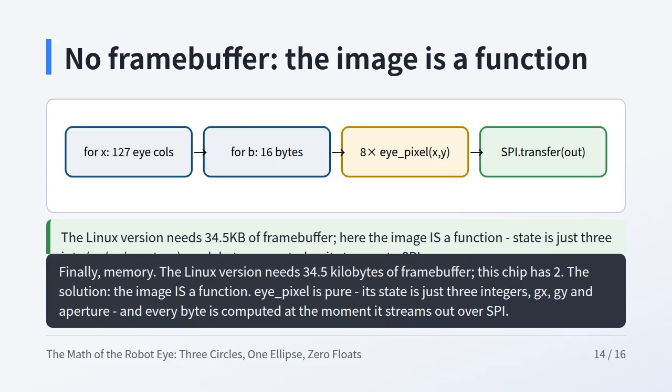Finally, memory. The Linux version needs 34.5 kilobytes of framebuffer, this chip has 2. The solution, the image is a function. I_pixel is pure, its state is just 3 integers, gx, gy and aperture, and every byte is computed at the moment it streams out over SPI.